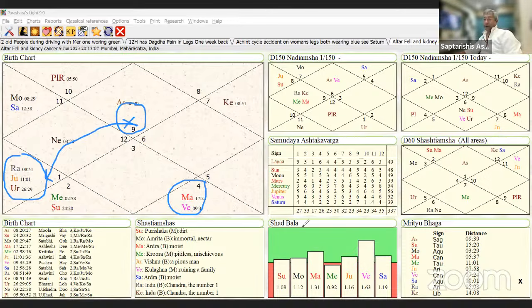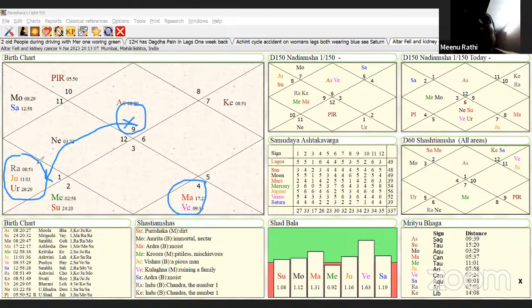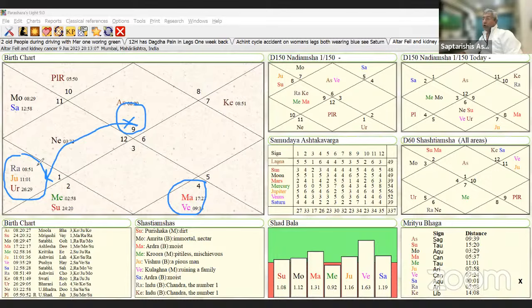Everybody understood? Yes, sir. The 5th house is afflicted, so the altar fell down. And at that point of time, the native learned of cancer in the kidney, the 8th house of chronic disease. Here also Rahu in the 5th house of stomach, with the Lagna Lord and the dispositor of Dagdha Rashi, shows a problem in the stomach also.